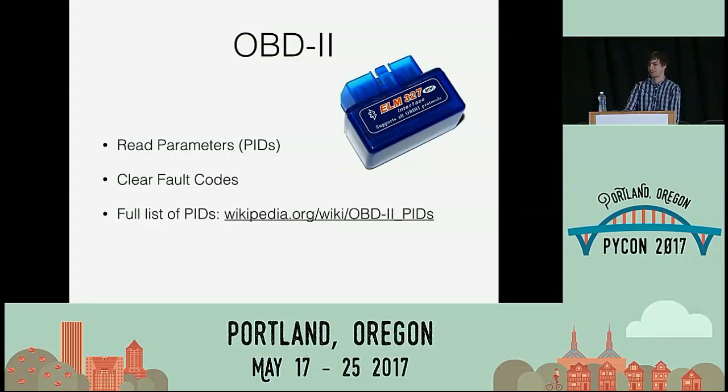OBD2, this is the simplest thing to play with a car. If you own a car, you might want to do this to save yourself some money, if anything else. You can read all these nice parameters about your car, like how fast is my engine spinning, how fast am I going. You can plot them and log them using some cool apps, at least on Android. You can also clear fault codes, so when that silly check engine light comes on, you can turn it off, and then it might come on again, and then you have a real problem, but, you know, save you the $50 to get someone to actually do it for you. And the best reference of this is that Wikipedia page of OBD2 PIDs. It has everything you can request. It's a beautiful Wikipedia page.